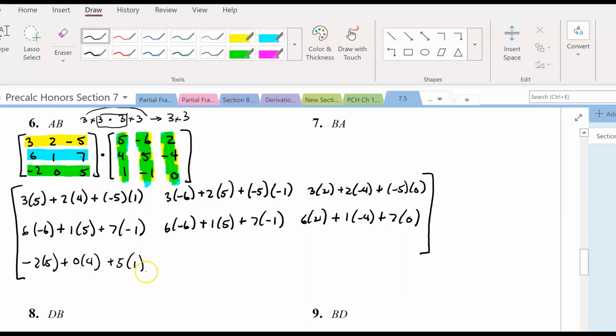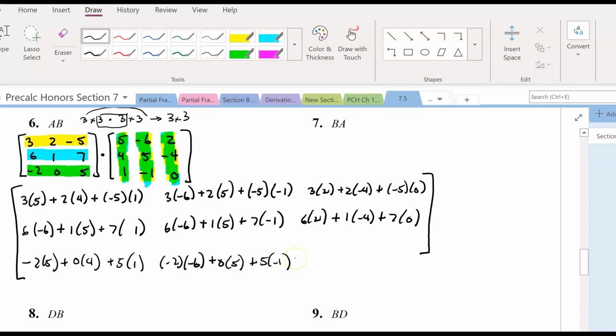Let's see, this up here should be a positive 1, so let's fix that. Sorry about that. Some of you probably found that. Alright, so now third row by second column. So I've got negative 2 times negative 6 plus 0 times 5 plus 5 times negative 1.